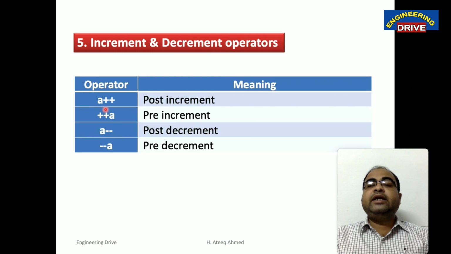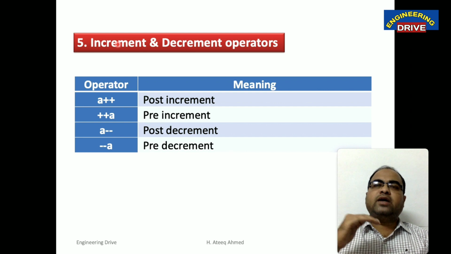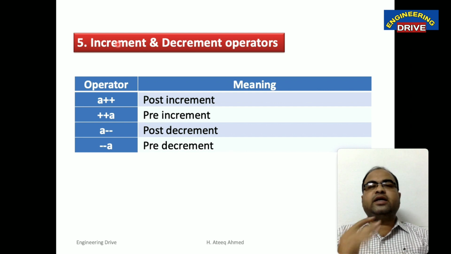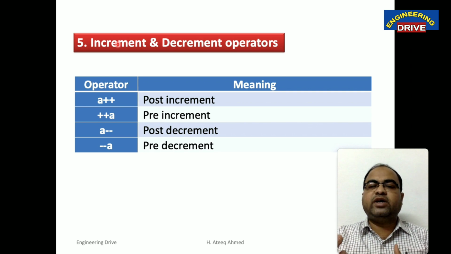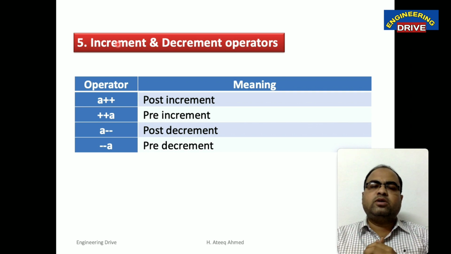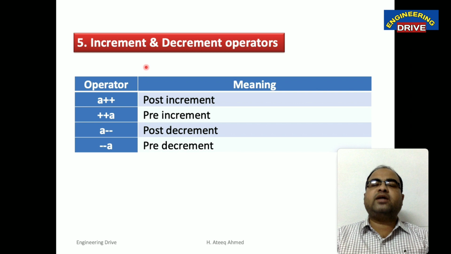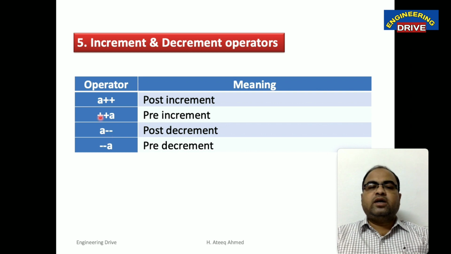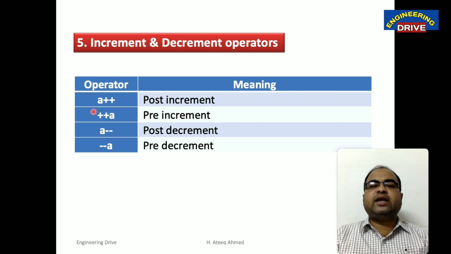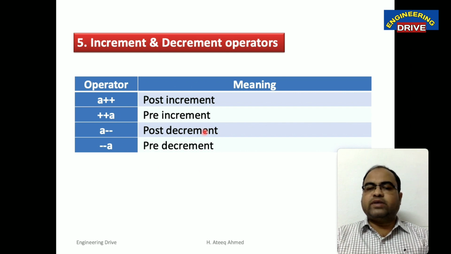Fifth one, increment and decrement operators. What is the meaning of increment? Increasing. Decrement, decreasing. Yes, you are thinking right. These operators are used either to increase the value of a variable or decrease the value of a variable. How to represent these operators? The increment operator is represented by plus plus. The decrement operator is represented by minus minus. Now you can make use of the increment and decrement operators in 4 ways.